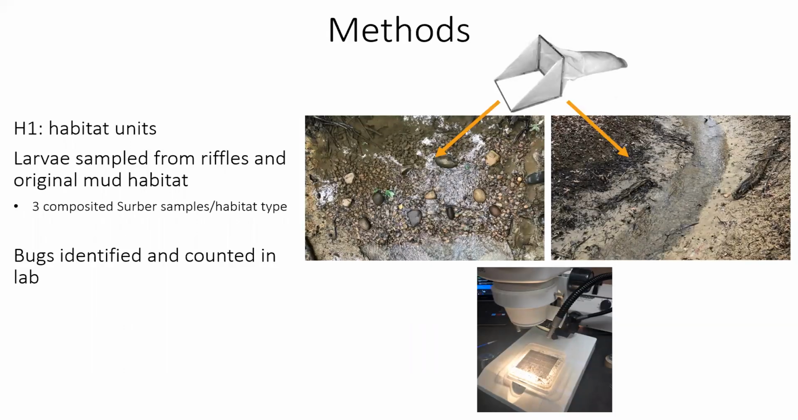To test whether community diversity of our study stream was limited at the habitat unit scale, we left our stream for 2 months to be colonized by insects. We then used a Surber sampler to collect insects from our constructed riffles, as well as insects from the muddy areas that dominated our stream prior to the riffle additions. Back in the lab, we identified and counted the bugs from each of the habitat types.